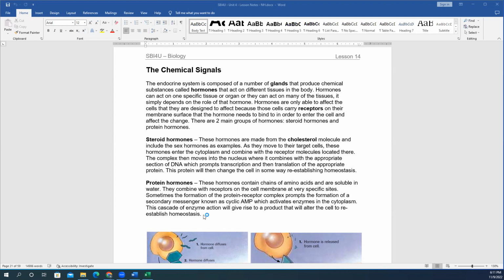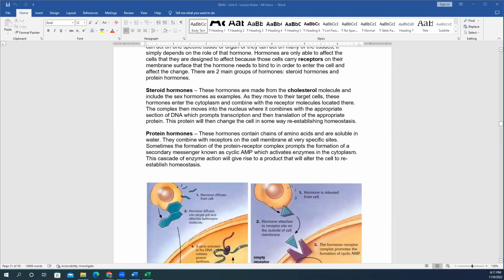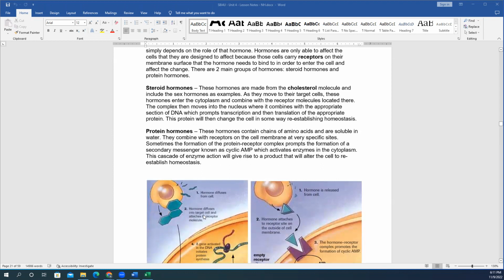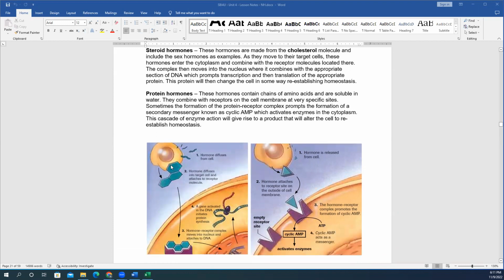And there are actually two main groups of hormones. They're called steroid hormones and protein hormones. So these two groups here. Steroid hormones are cholesterol-based molecules, and those include the sex hormones, for example. And as they move towards their cell target, these hormones gain entry into the cytoplasm by recognizing and binding to their receptor.